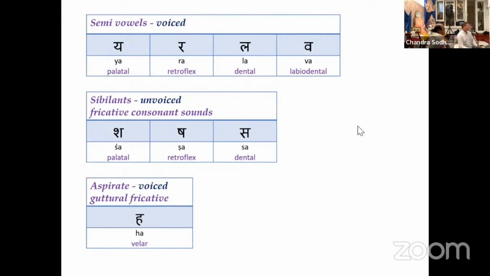So there are also semi-vowels, which are different in terms of the formation, but we will go into that a bit deeper when we speak about consonants. So just for now, semi-vowels are ya, ra, la, va. And we have so-called sibilants or fricatives. Fricatives because there is an obstruction to the airflow, and that's why it sounds like sh, s. So sha, sha, sa. And we have the guttural fricative. It is the ha sound.